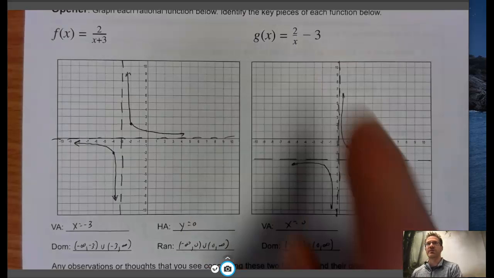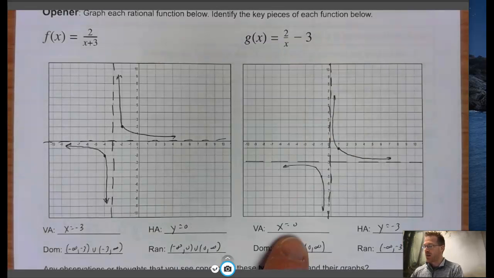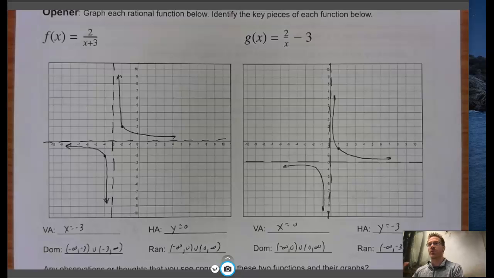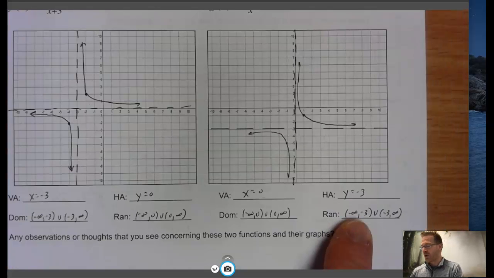Now when we look at g of x, our vertical asymptote would be at x equals 0, and then we can see our k value is -3, so both of these functions are in our HK form, so we should be able to recognize those very quickly now, hopefully. And then our domain would be negative infinity to 0, and 0 to infinity, and then negative infinity to -3, and -3 to infinity for our range.